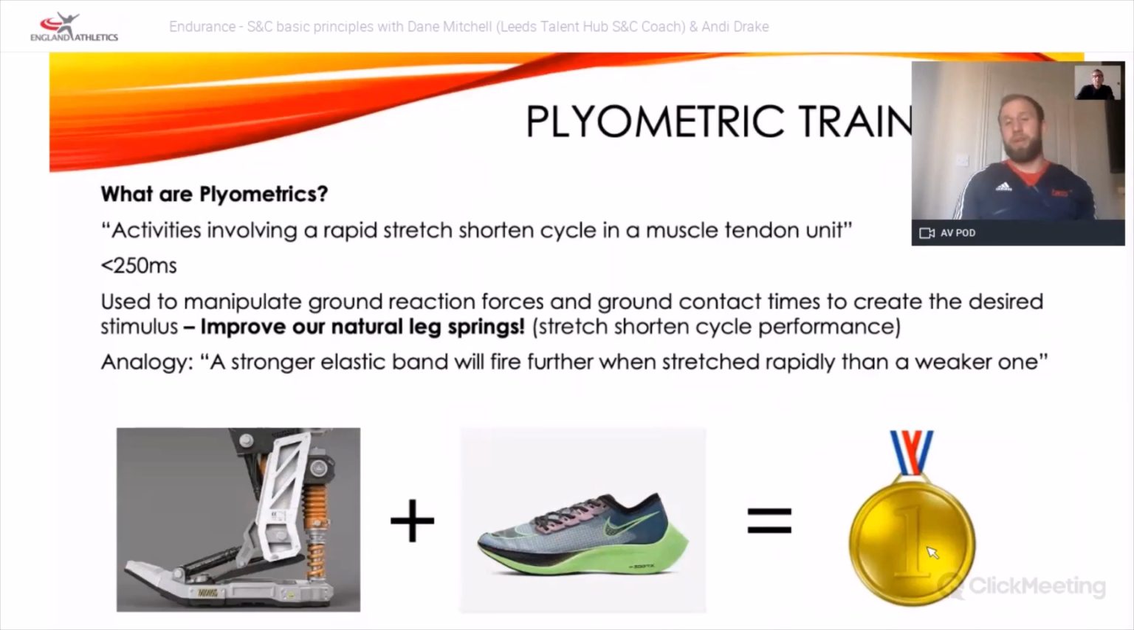I wanted to put this up because it's quite topical at the moment: the shoe technology. We've got these fancy shoes that are giving us improvements in performance. People are spending a lot of money on them, and they are improving performance, which is good if it's within the rules of the sport, but people sometimes neglect their own springs. These shoes are an ergogenic aid. They're just giving you a little bit more spring in your step.